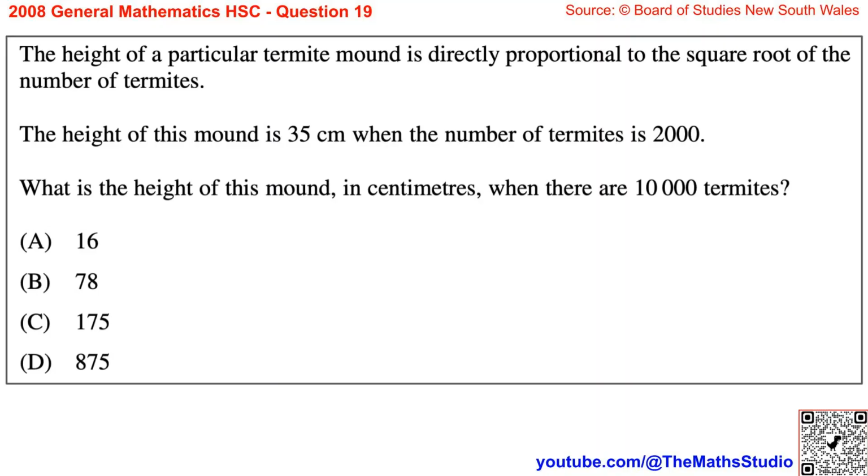Question 19. The height of a particular termite mound is directly proportional to the square root of the number of termites. The height of this mound is 35 centimeters when the number of termites is 2,000. What is the height of this mound in centimeters when there are 10,000 termites?